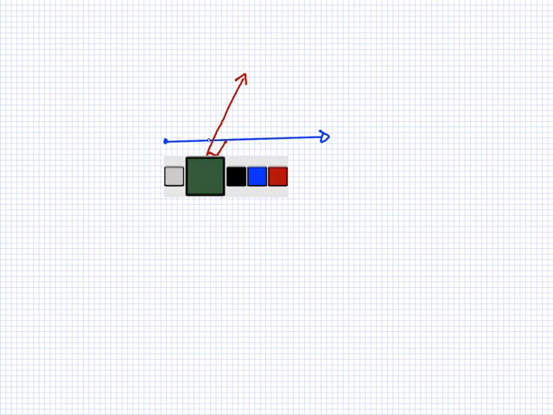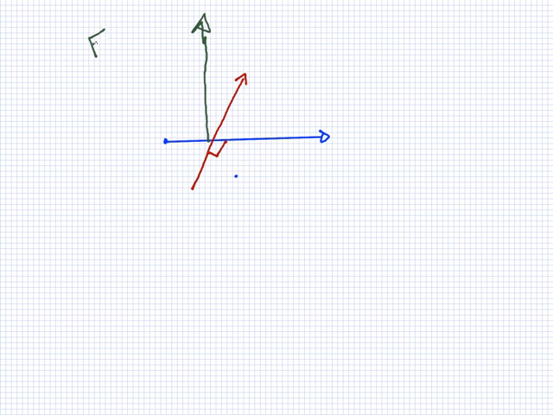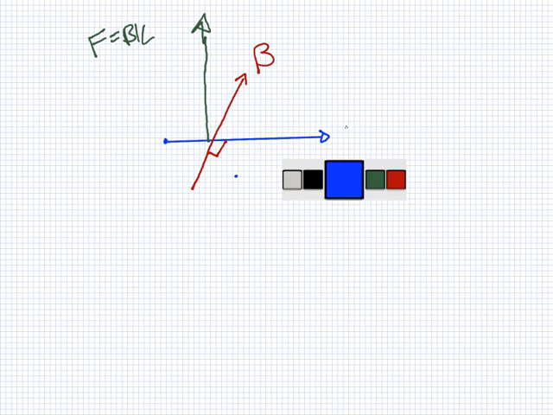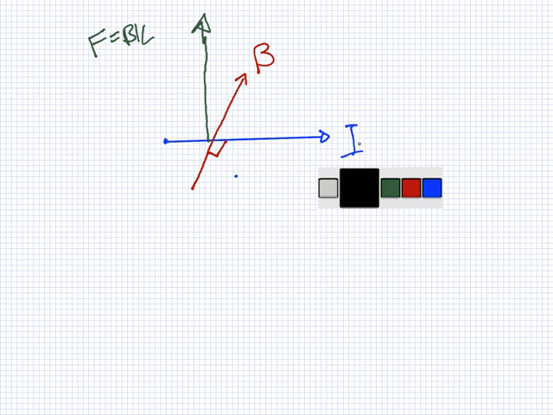Current going this way, and then into the page is the field, and that's perpendicular to it. And then the result is the force acts upwards here equal to BIL. Isn't that right? Where this is B and this one here is I. Let's just double check that. Yeah, that's right.